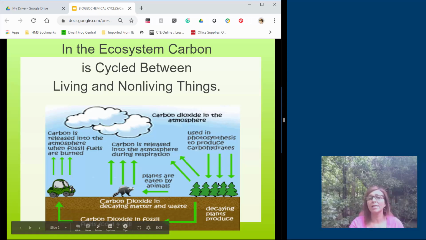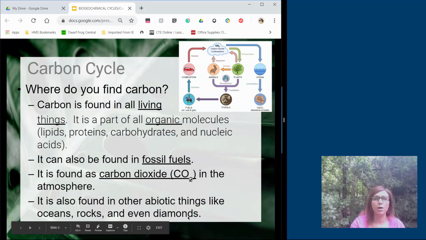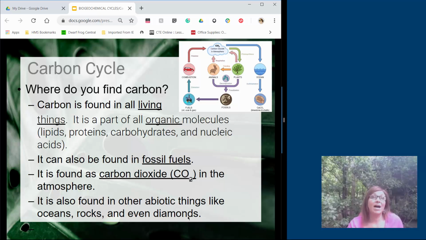And then that carbon dioxide is used by plants for photosynthesis to make food, which is then eaten by the animals. And again, like we talked about in nitrogen, those plants and animals can die and then also have some carbon return to the soil as well. Okay, so we're going to go through those processes. But first of all, let's talk about where we find carbon in living things and non-living things. Why do we even need carbon?